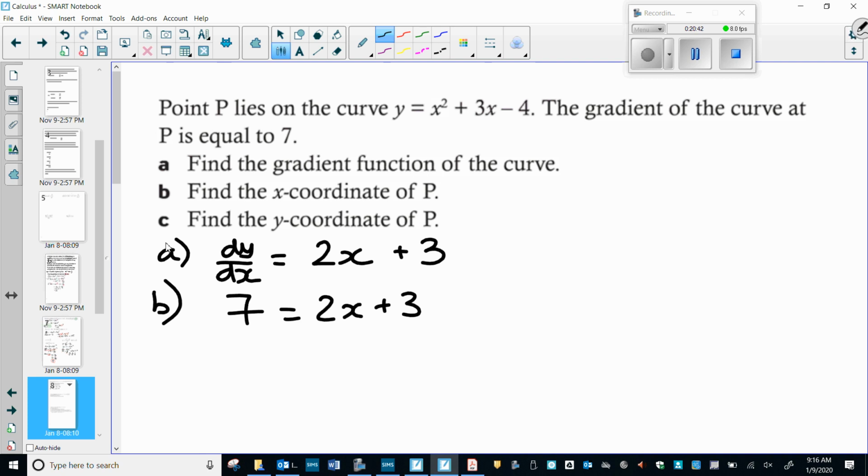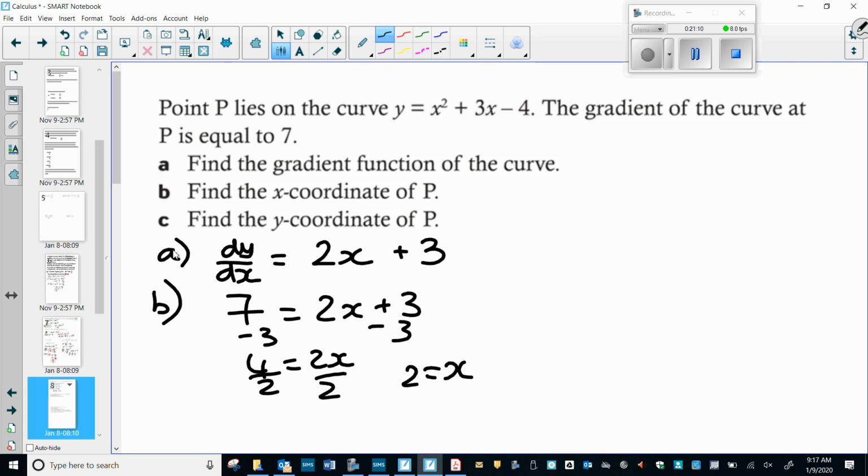And it also seems sensible because they've asked us to find the x coordinate. What's our automatic reaction when we see something that says 7 equals 2x plus 3? Yeah, we're going to solve it and find the value of x. So finding x is going to be solving. So we're going to take 3 from both sides. So x is 2. Okay, so our value of x is 2.